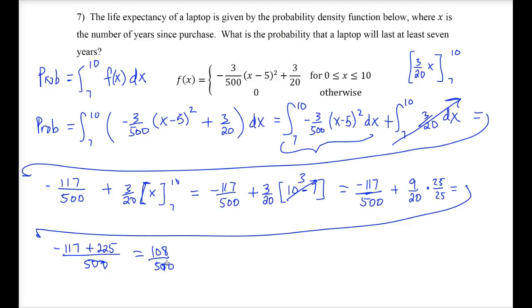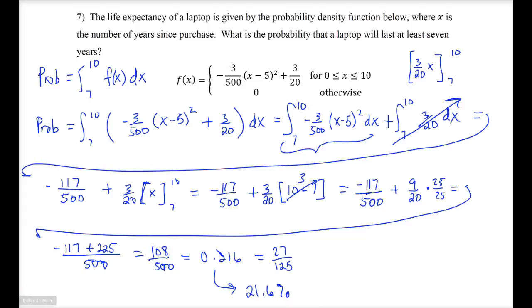And 108 divided by 500 in decimal form will give us 0.216. Of course, in fraction form, that'll be 27 over 125. But here, if you notice, what this is actually saying is that we have about a 21.6% chance of the laptop that we were talking about actually lasting at least 7 years. And so that's how we use definite integrals to be able to calculate probability.